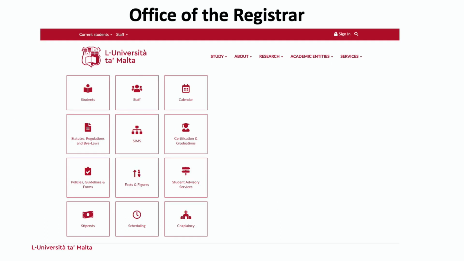I have mentioned the website of the Office of the Registrar. It is important that you know about this website because there is a lot of important information for students. There are the regulations and bylaws that I mentioned before. There is information about SIMS and eSIMS. There are a number of university policies, guidelines, and application forms. There is information about student stipends. There is information also about student advisory services and a calendar of university events.